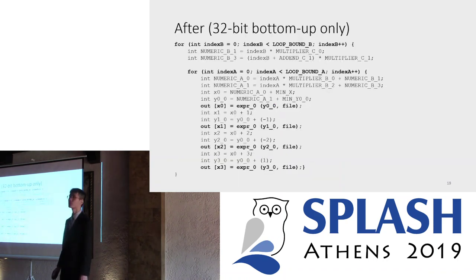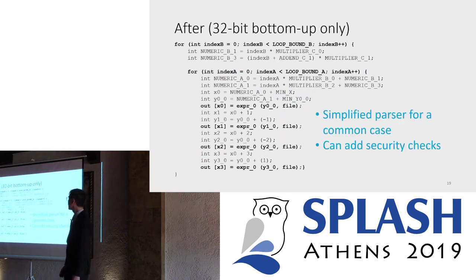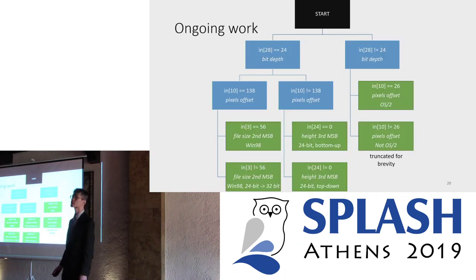And what we've managed to infer instead is a simplified parser for a common case. And because we generated this code, we can also easily add in security checks to prevent buffer overflows. And instead of that giant block of code, we have simpler modules that each handle a different type of bitmap image. In ongoing work, for example, this is a decision tree that shows different parsers at the bottom. So those are the leaves in green that each correspond to a particular type of bitmap. And the inner nodes show the header values that we use to decide which parser to call.